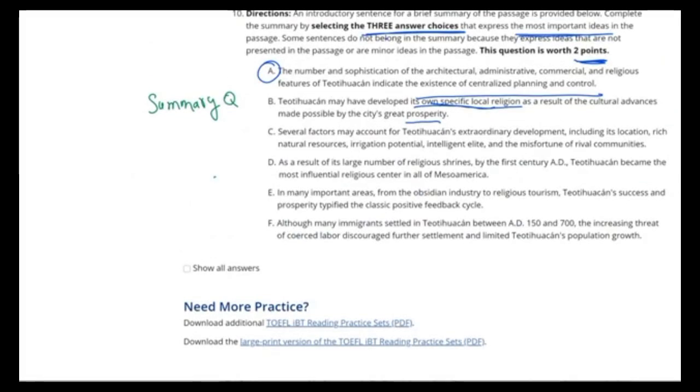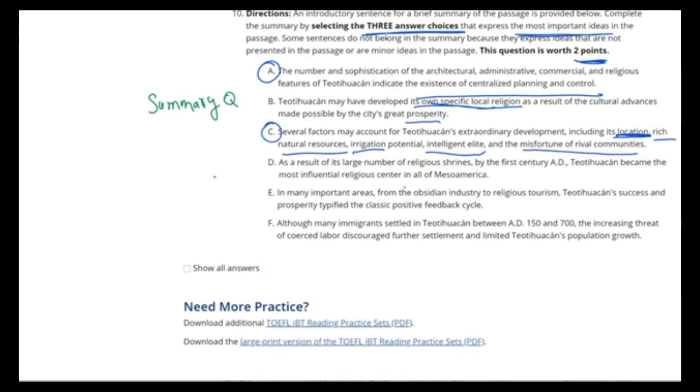Several factors may account for Teotihuacan's extraordinary development, including its location, its rich natural resources, irrigation potential, intelligent elite, and the misfortune of rival communities. These seem to be ideas that we can find in the text. It was located on a natural trade route. They stated that before, right? They talked about obsidian, which means they were rich in a natural resource. They talked about irrigation, we had that before. They talked about an intelligent elite, and they talked about that other towns were not so fortunate. Let's pick C. That seems good.